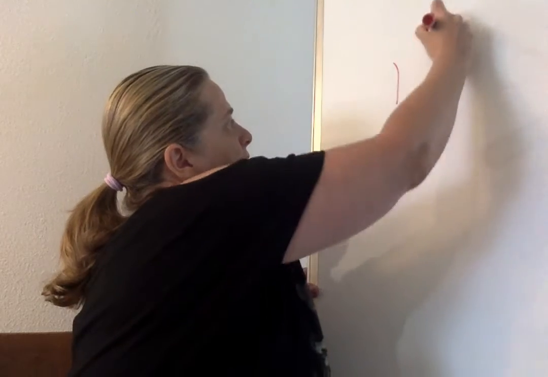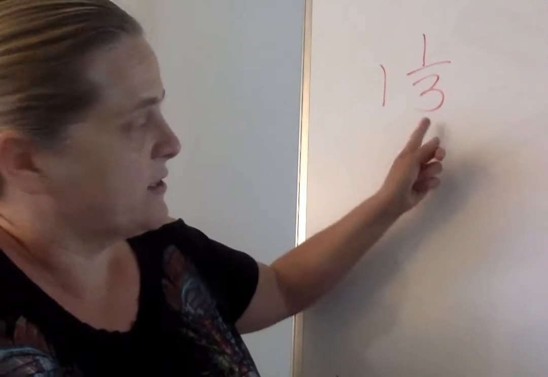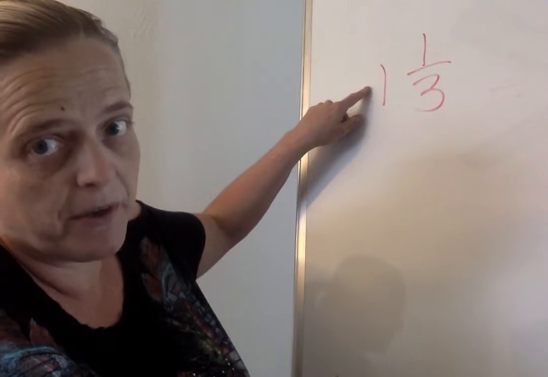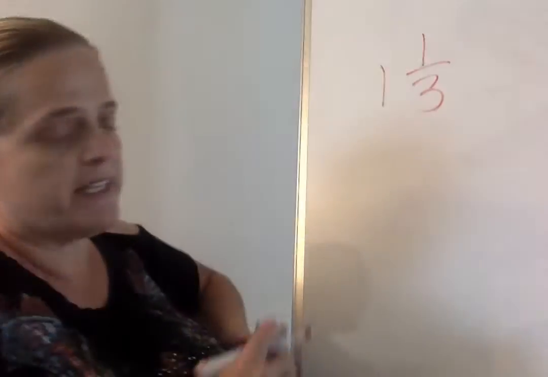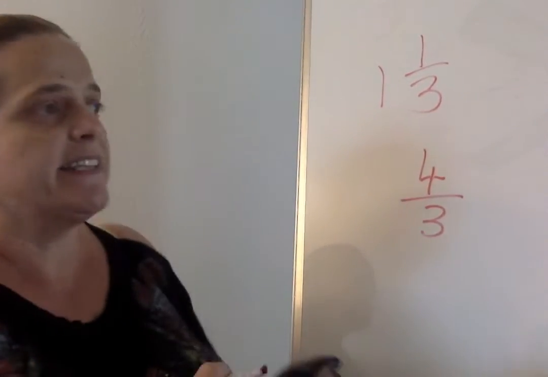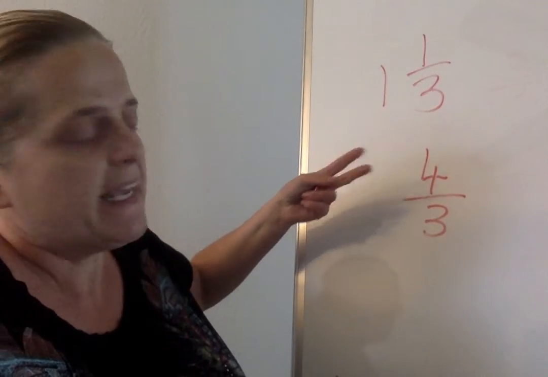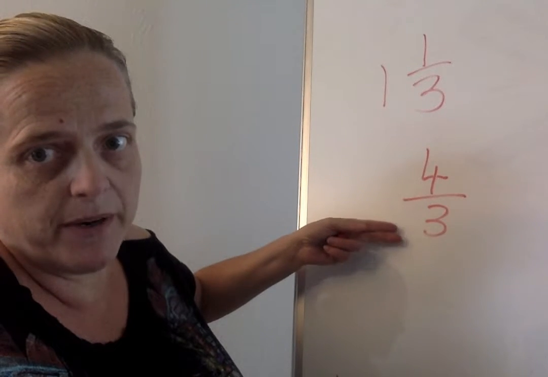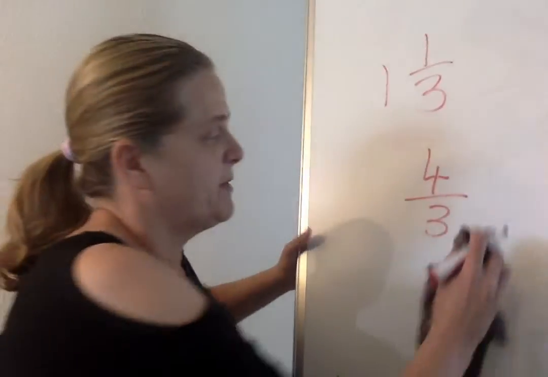Another thing you'll be asked to do is to take a mixed number and make it an improper fraction. We're going to do that by taking the denominator, multiplying it by the whole number, and adding the numerator. 3 times 1, add 1. 3 times 1 is 3, add 1 is 4. 4 over 3. It is now an improper fraction because the numerator, the top number, is greater than the bottom number. That's what makes it improper, when the top number, the numerator, is greater than the denominator. It is called an improper fraction.